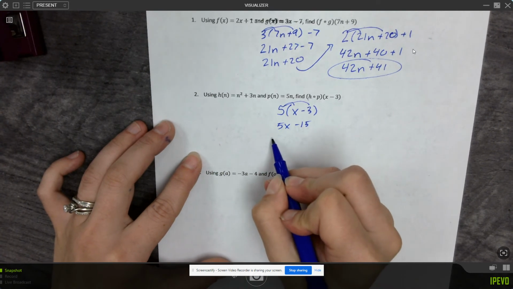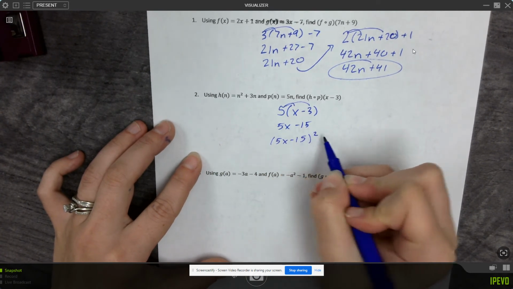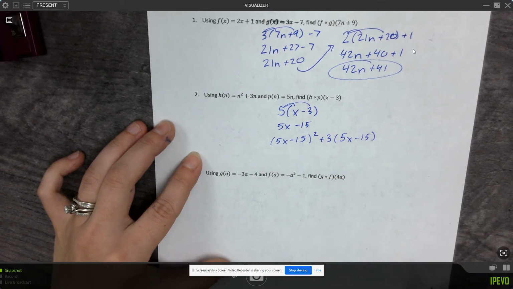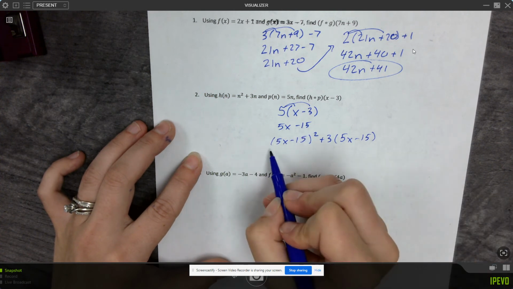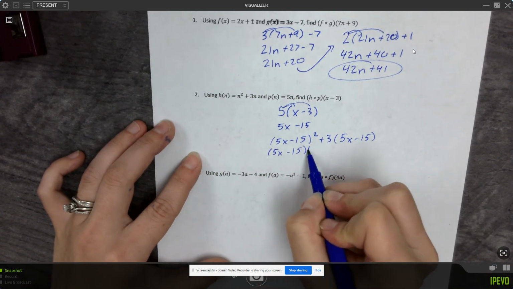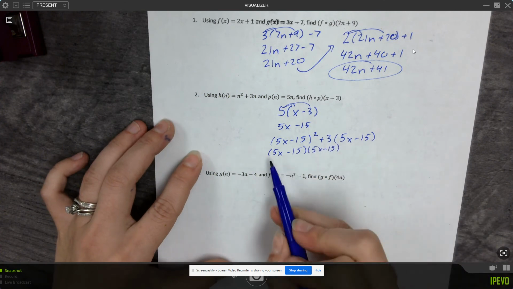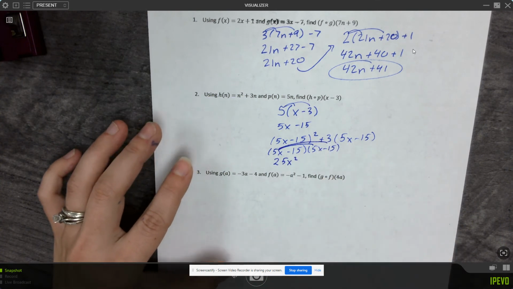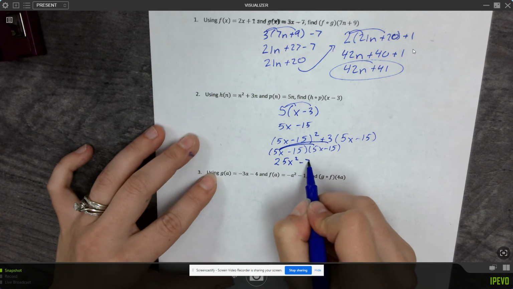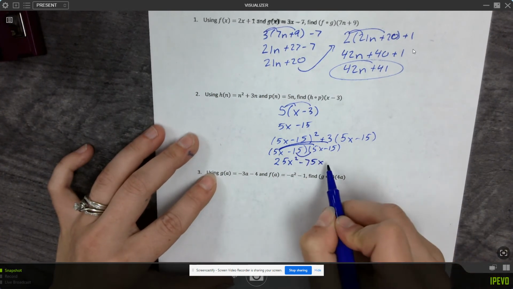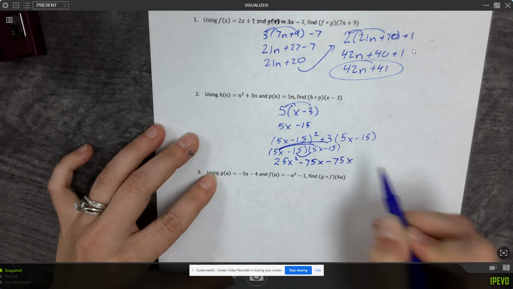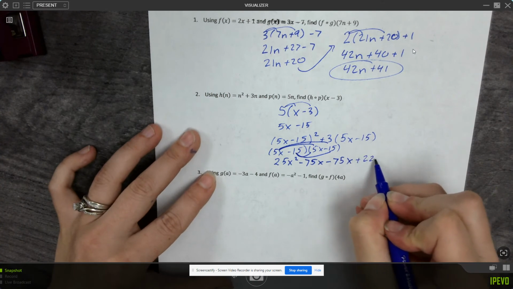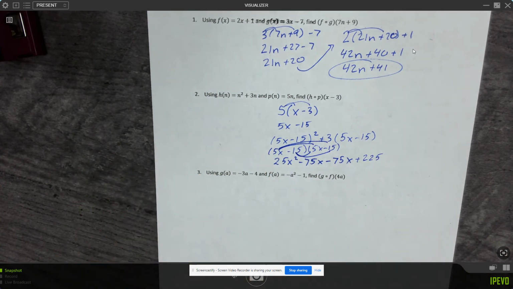So n squared, so I'm going to take my 5x minus 15 and I'm going to square it, plus 3 times n, so I'm going to plug in parentheses 5x minus 15. The squared part, remember, is taking it by itself, so make sure you have it twice. 5 times 5 is 25, is going to give you x squared. 5 times negative 15 would give you a negative 75x. Negative 15 times 5x is also a negative 75x. And then a negative 15 times a negative 15, two negatives give you a positive 225. That's what I got from the squaring part.